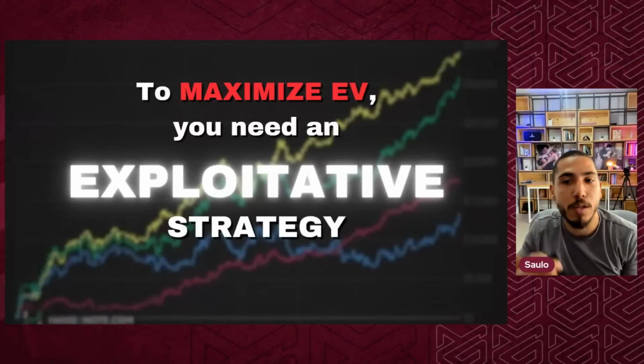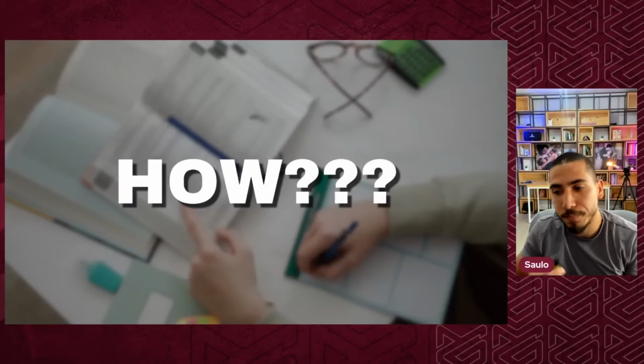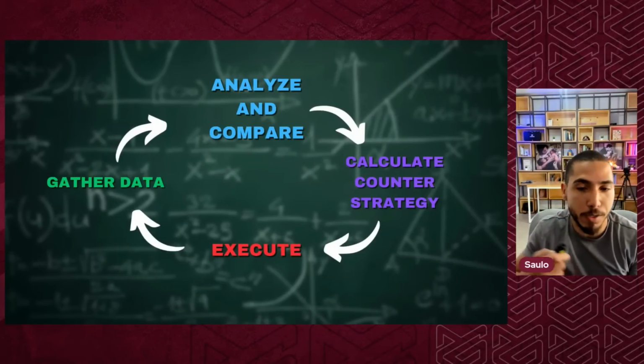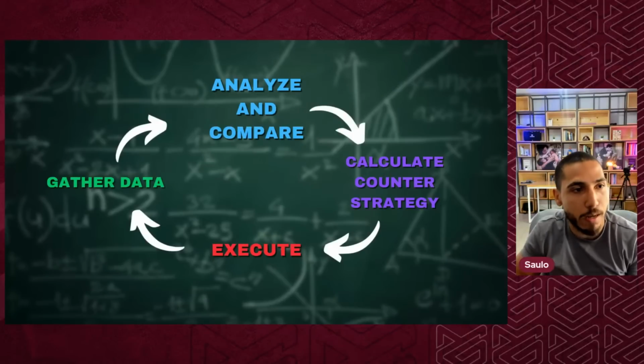To maximize EV, you need an exploitative strategy. How do you build an exploitative strategy? You gather data, you analyze and compare, you calculate counter strategy, you execute. That's how you do it. It's a systematic process.